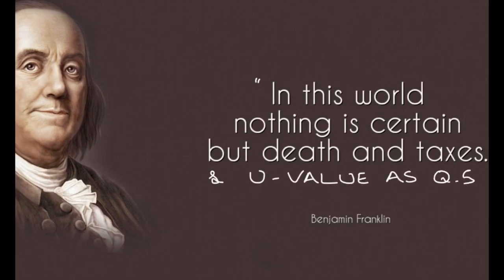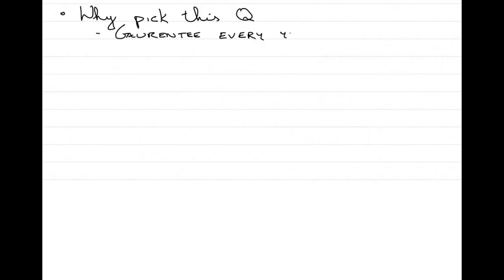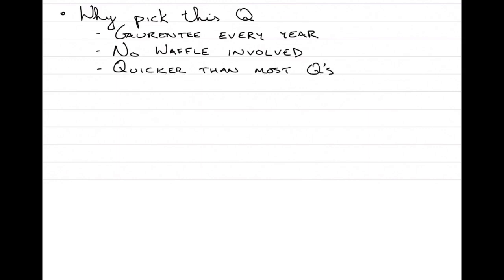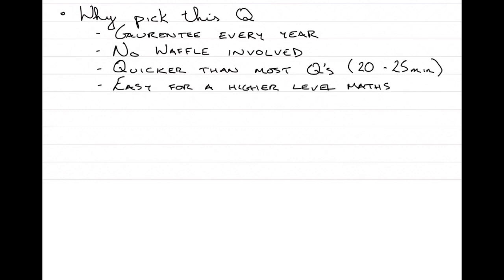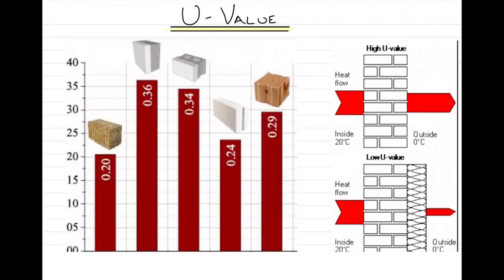So today's question is on the U value. You may have heard the quote before: nothing is certain in this world except for death and taxes. You may add on U value as question 5 on the construction paper. So why pick the U value question? Well, it's a guarantee every single year, no waffle involved, quicker than most questions, say on average 20 to 25 minutes depending on the question, easy for a higher level math student. You can know if your answer is correct, well, almost know if it's correct or not.